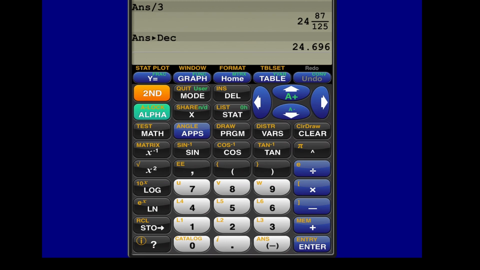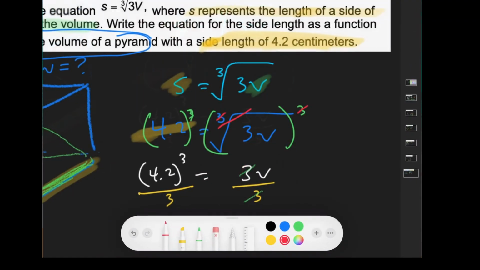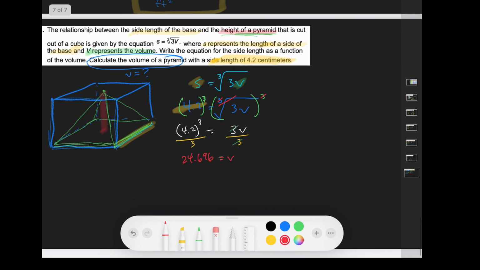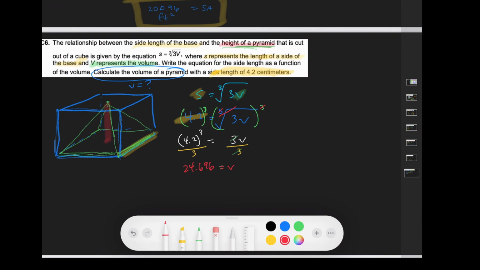24.696. So I have V equals 24.696. Okay, so volume, let's look at what we have here. It's going to be centimeters cubed. Okay, it just doesn't mean take 24.696 to the third power. It's just saying those are the units, units of measurements. Okay, and that's our answer. See you guys.